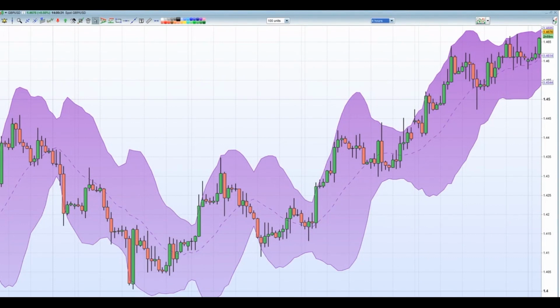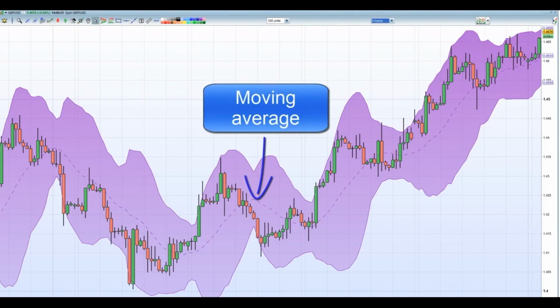Indicator 3, Bollinger Bands. A Bollinger Band starts off with a simple moving average.